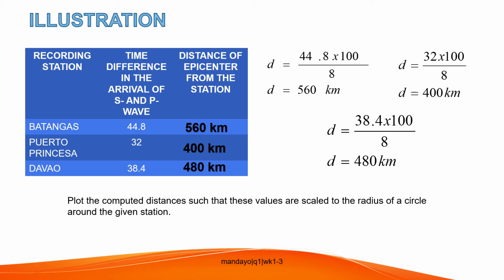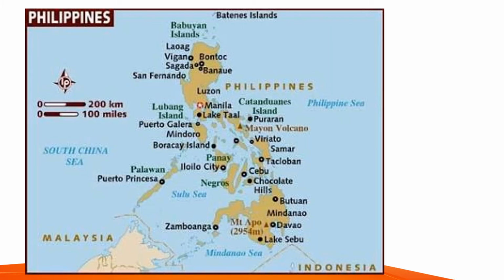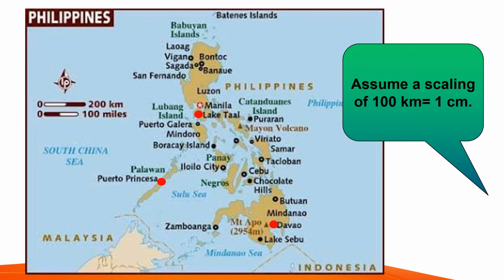Let us now plot these computed distances such that these values are scaled to the radius of a circle around the given situation. Here is a Philippine map where we are going to plot the different distances. So we have here stations Batangas, Puerto Princesa, and Davao. Let us assume a scaling of 100 kilometers is equal to 1 centimeter.